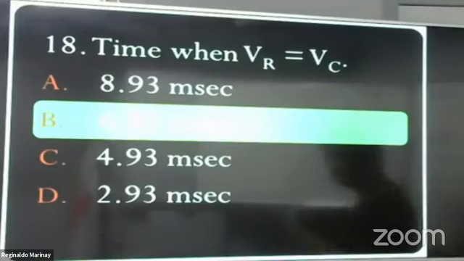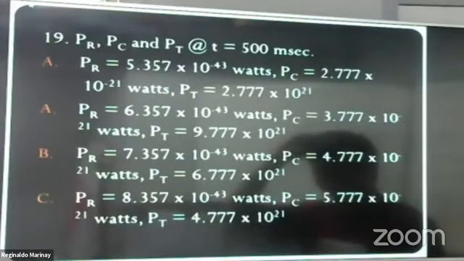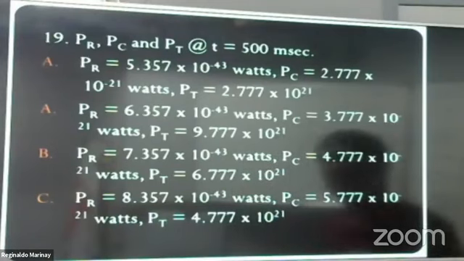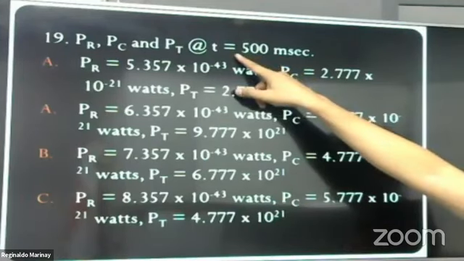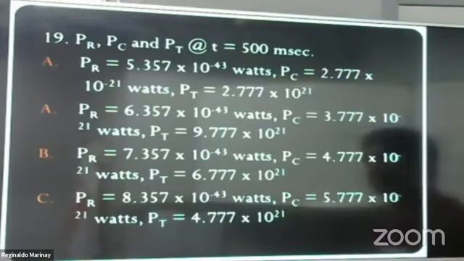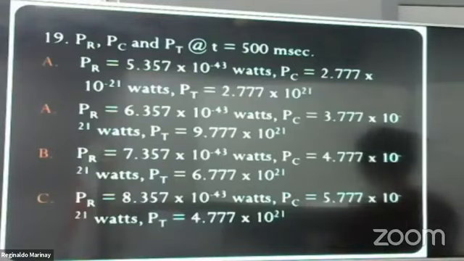Okay, next number. P_R, P_C, P_T, many unknowns. And time is equal to 0.5 milliseconds, or is it seconds? What will be our answer here? Okay, so I will solve first our total power. What is our total power? Number 19.